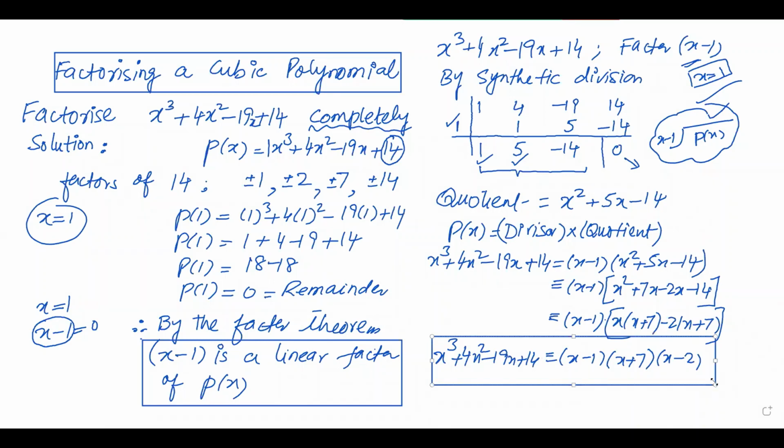First, we apply the factor theorem, and with the help of the factor theorem, we find a linear factor. Then by using synthetic division or long division, you can find the quadratic factor. In this way, the answer is there. This is how you can factorize a cubic polynomial.